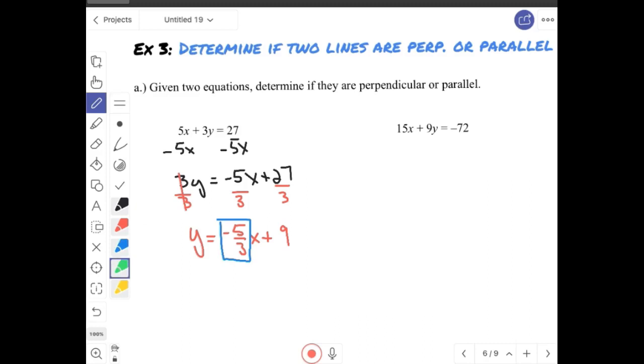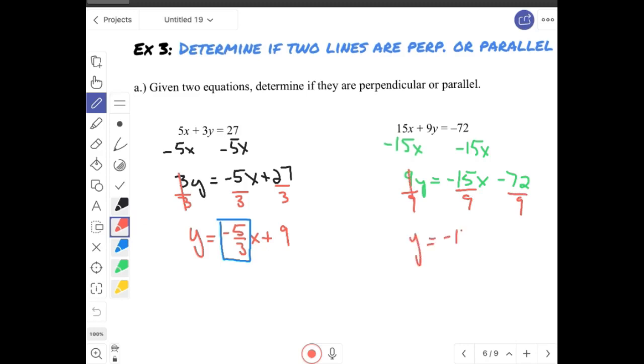So now the next one, again, we're just solving for y, so I'm going to subtract 15x. So we have 9y equals negative 15x minus 72. Divide by 9. So we get y equals negative 15 over 9 x. This would be minus 8.